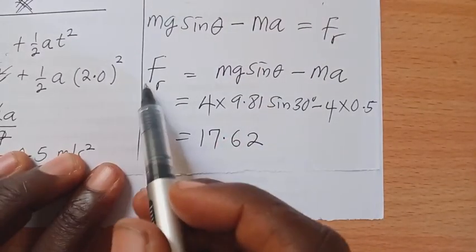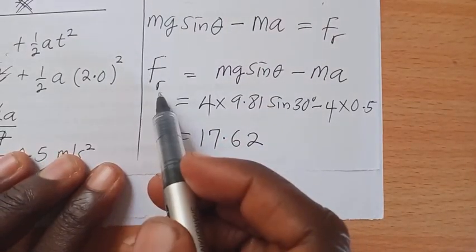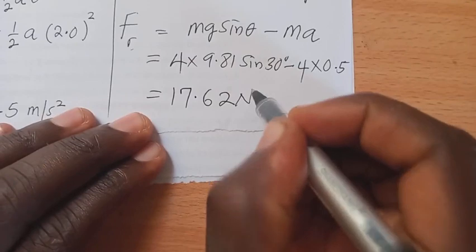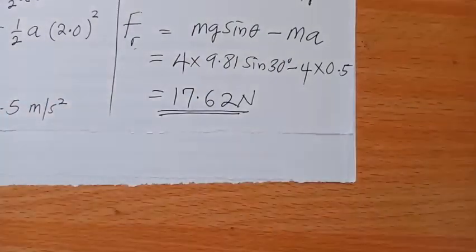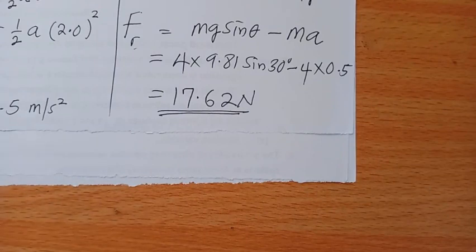Remember, what you are obtaining is frictional force. Because it is a force, it must be measured in Newtons. So our frictional force, the sliding one, not the static one, is 17.62 N. This is the end of our today's problem, and I hope you perfectly understand it.